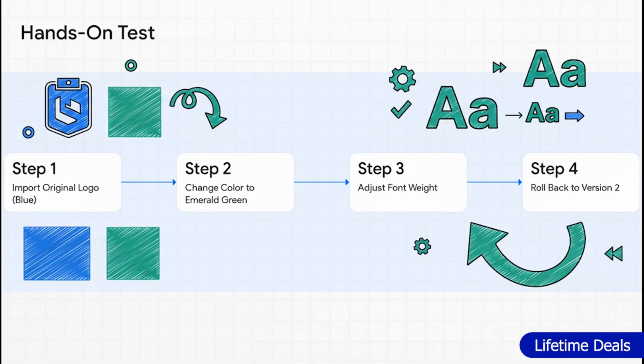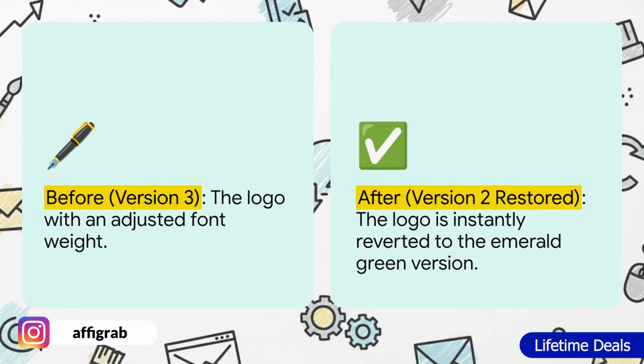So to test it, the reviewer did something super common. They took a logo, the original was blue, that's version 1. Then they changed the color to a nice emerald green. Bam, version 2. And finally, they tweaked the font weight a bit. Now we're at version 3. But here's the real test. Can you go back to version 2 instantly and perfectly? And the answer is a total success.